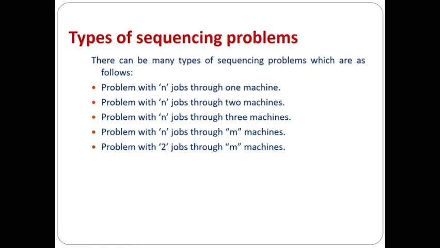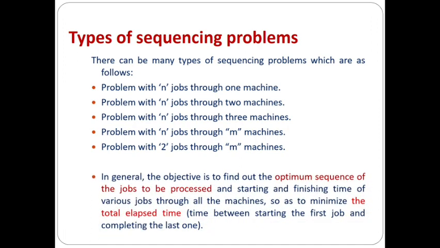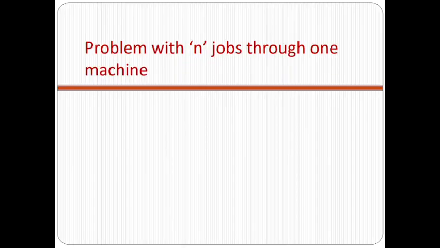using graphical method. In general, the objective of this sequencing problem is to find the optimum sequence of the jobs to be processed and starting and finishing time of various jobs through all the machines so as to minimize the total elapsed time. The total elapsed time is the time between starting of the first job and the completion of the last one. In this video, we are going to discuss the first model, which is the problem with n jobs through one machine.